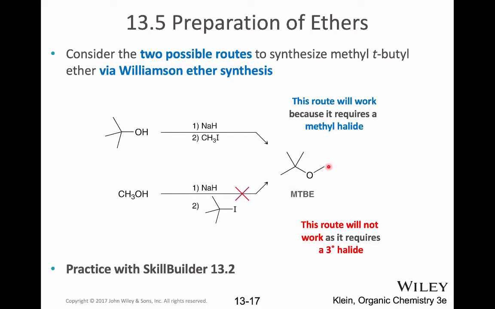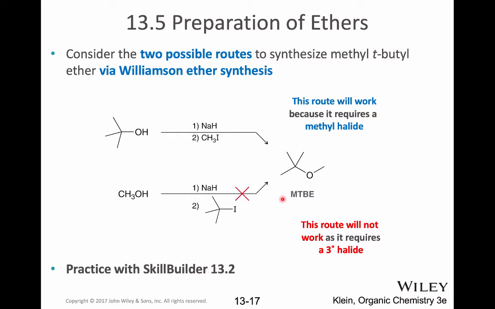And then this part as the alkyl halide. So I'm going to deprotonate to make tert-butyl alkoxide, and then I'm going to do the SN2 reaction on methyl halide. Or I could use this part as the alcohol in the form of methanol, and then use this part as the alkyl halide, right? So I would deprotonate to make the methoxide, and that would attack tert-butyl iodide. Now, this does not work because this iodide is tertiary, so the SN2 reaction is not going to take place.